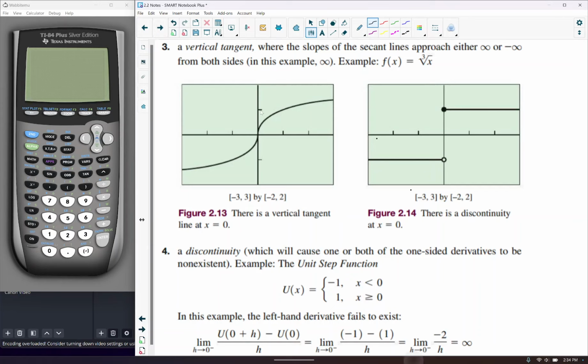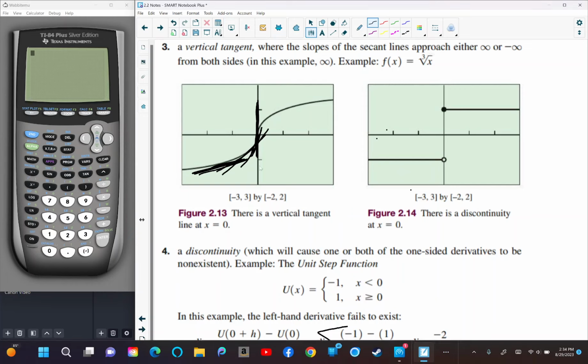Sometimes we have vertical tangent lines. So you can see there's a vertical tangent line here at 0. Now here's the tangent line here. Then tangent line here. And as we get closer to 0, the tangent lines are getting more and more vertical until we finally get to 0. And that is a vertical tangent line. So we say that the function is not differentiable there.